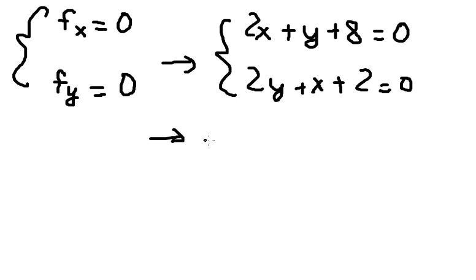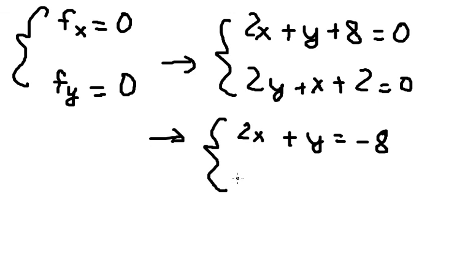Now we need to arrange the function. So this one we have 2x plus y equals to number 8. I will put on the right, and we have negative 8. This one I will put x plus 2y, and number 2 I will put on the right.